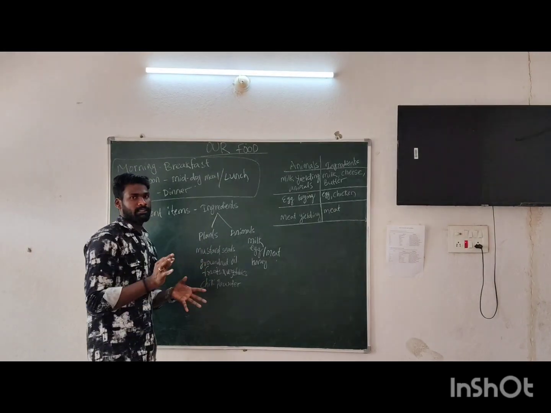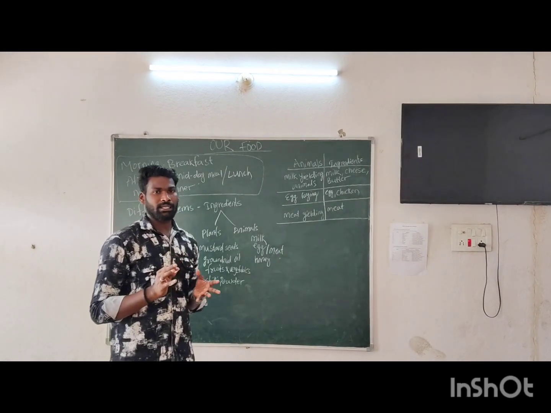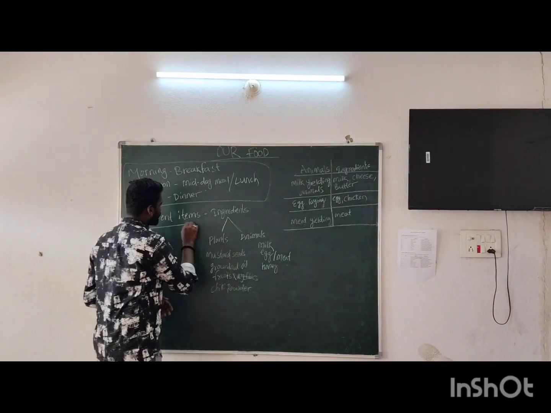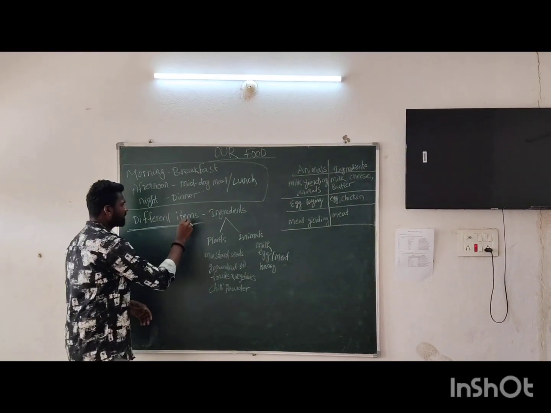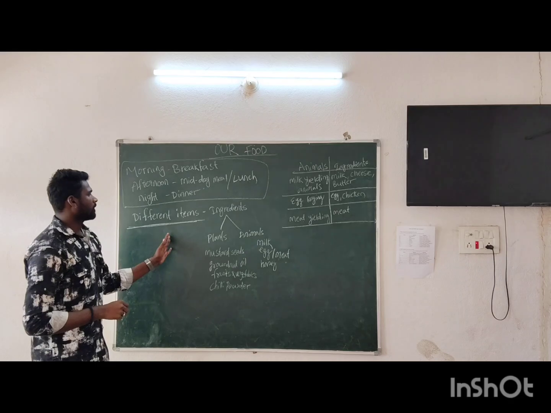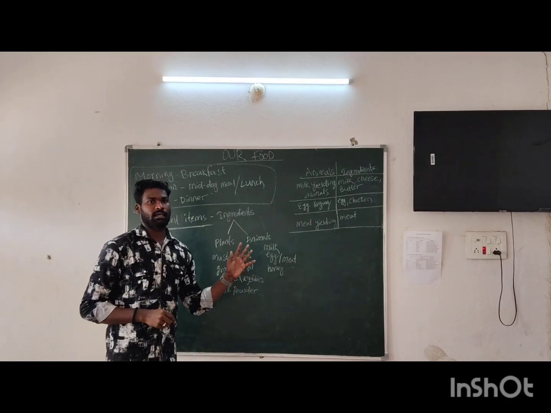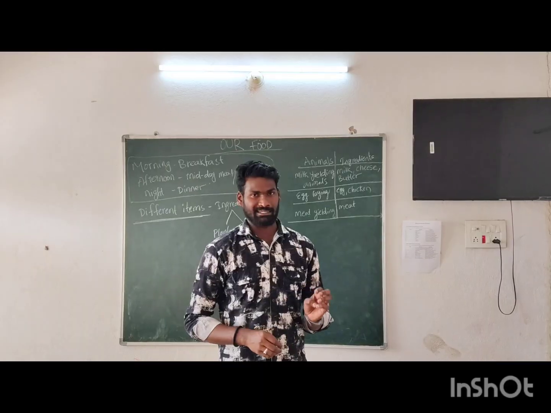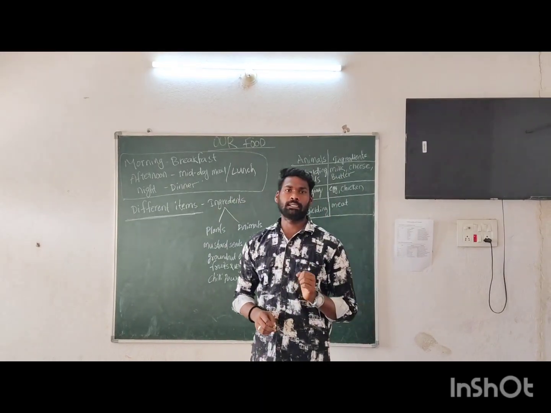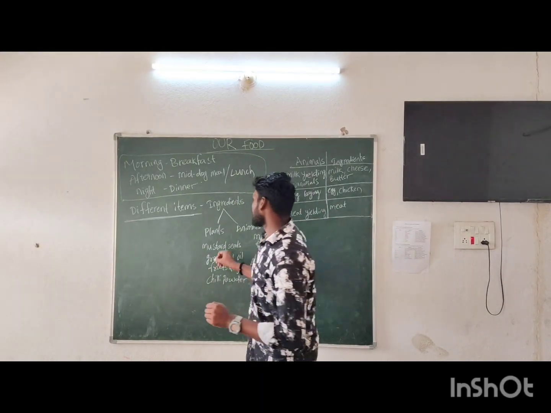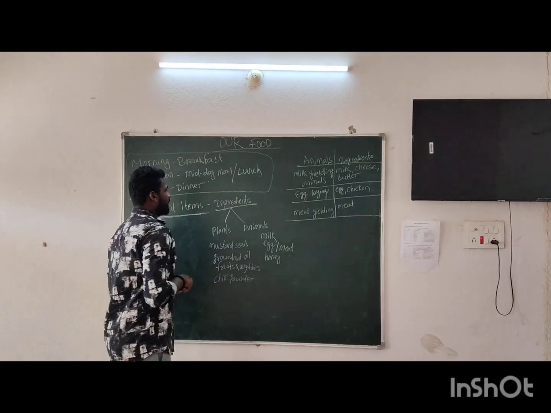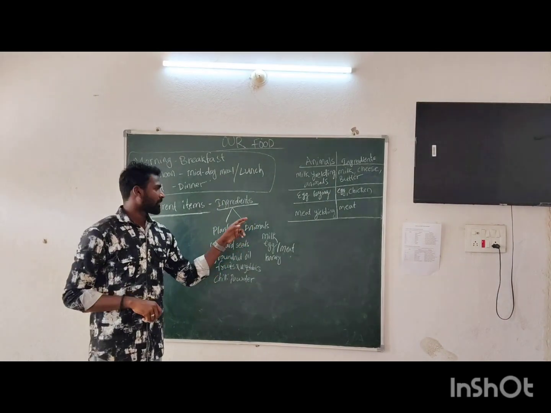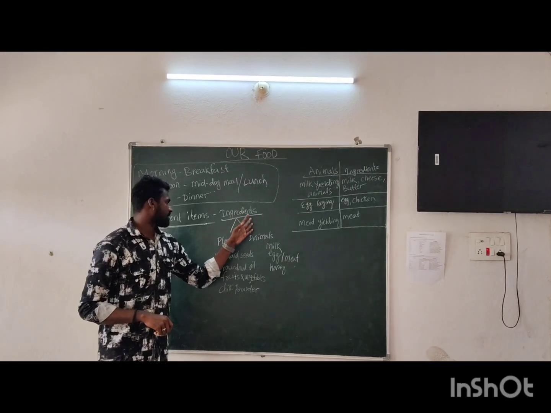To make all these things, we need different kinds of materials. To prepare different food items, we need different items. The materials which are needed to prepare the food, or to make the food tasty and edible for us, are called ingredients. What are ingredients? The materials which are needed to prepare the food are called ingredients.